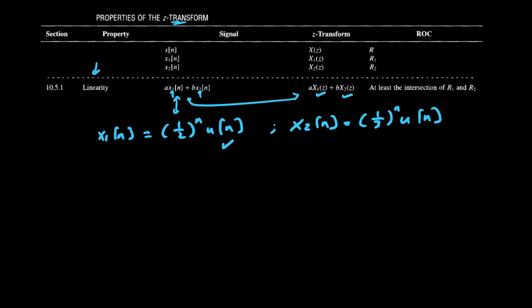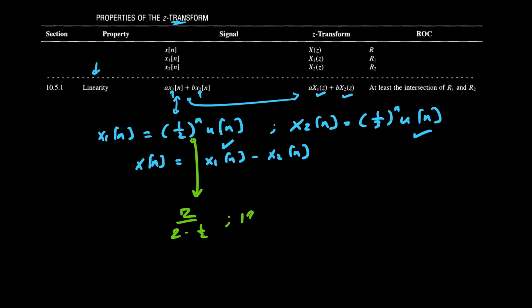Now both are right-sided sequences, and we are interested in finding the Z transform of x of n, which is x1 of n minus x2 of n. Now the Z transform of this from pair 5 in the pair table is simply z over z minus 1/2, and for this we have absolute value of z greater than 1/2. And similarly, using the same pair, that is pair number 5, we have z over z minus 1/3 with absolute value of z greater than 1/3.